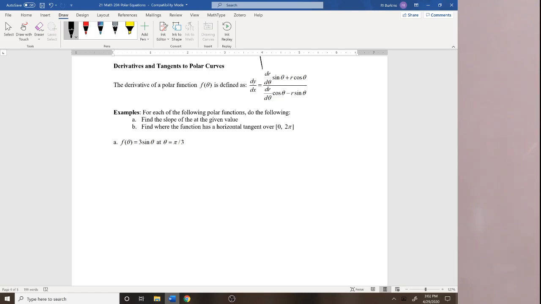So here is this long drawn out equation. But in fact, it's not terrible because it's given to us. All we need is dr d theta and r, and then to plug it in.